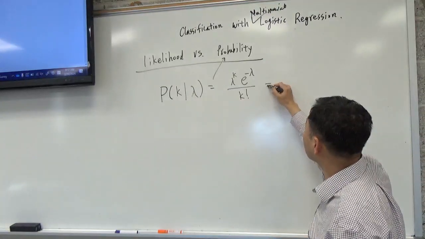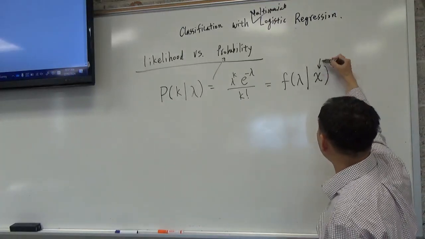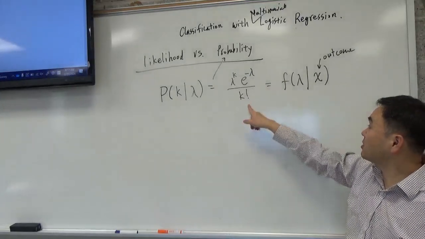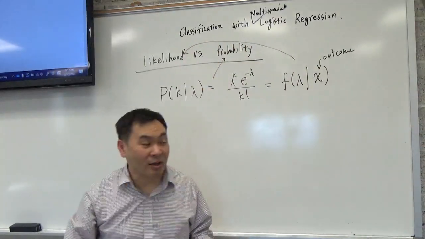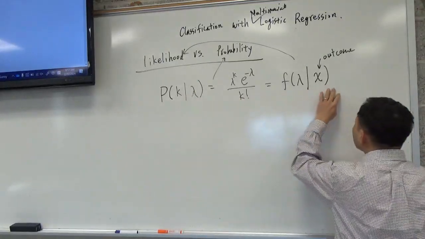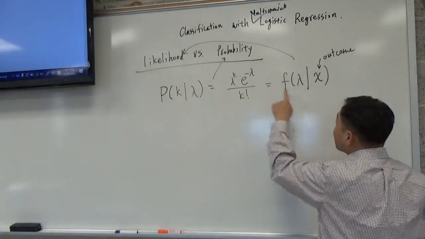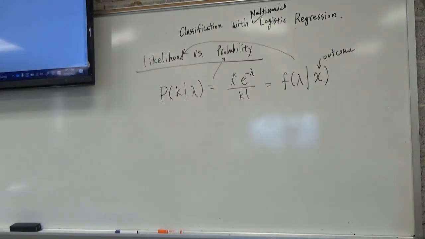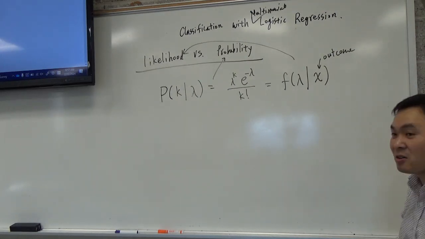So if you view this as a function of lambda for a given outcome, then this will be likelihood. Same function: when you view it as a function of your random variable, it's a probability. But if you think of it as a function of your parameter, it's called likelihood. Now, you might say, well, this looks like calling the same thing in two different ways. What's the difference? Well, here's the big difference.